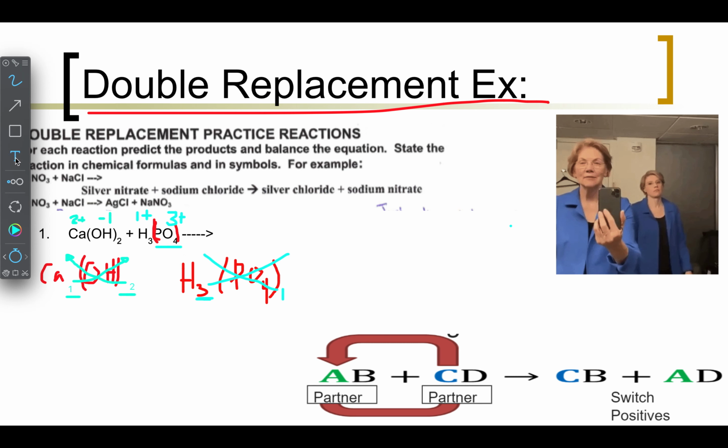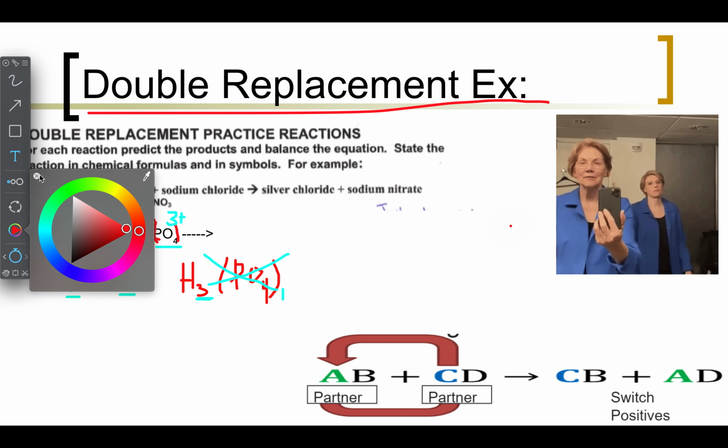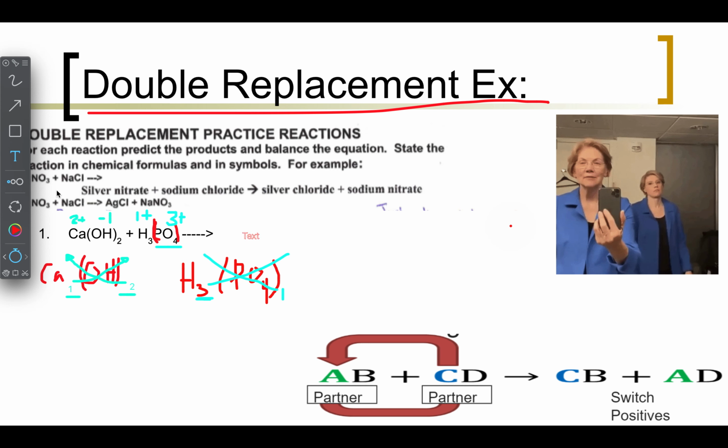Now we're going to predict our products. Go back to red. So what we're going to do here is we are swapping the positive ones out, right? You're just swapping the 2 positive ones. You're switching them. Okay, so let me do that. So we're going to end up with Ca PO4. I can't do subscripts, which is super annoying, but let's just imagine that that's PO4. And you're going to end up with H OH. Okay, so let's put in our charges now.